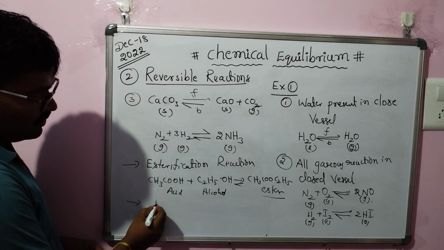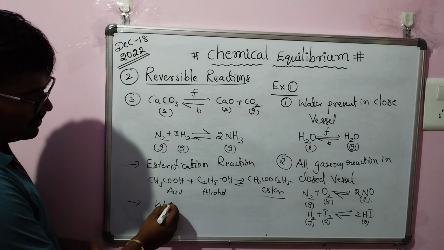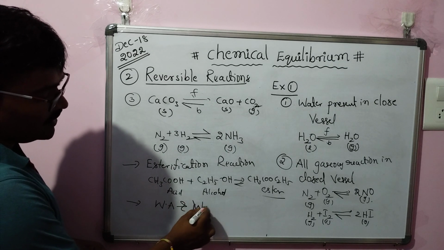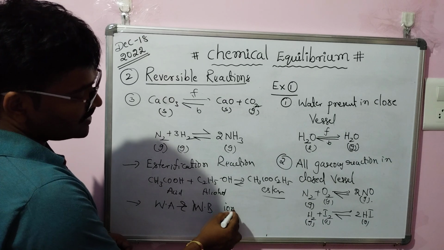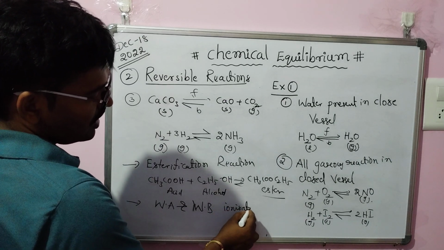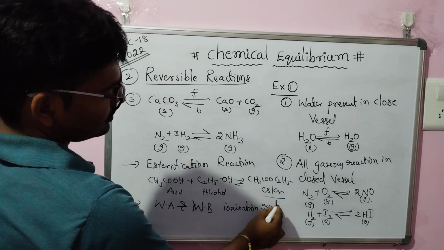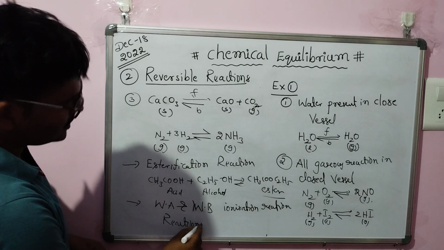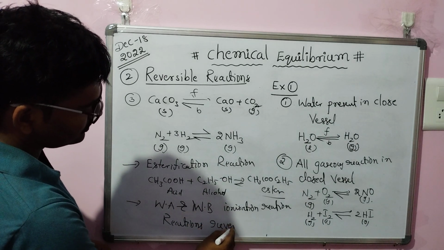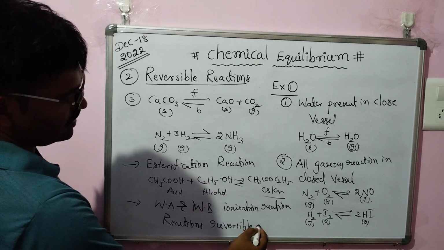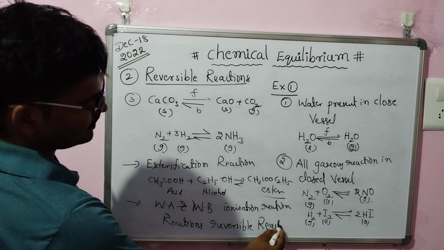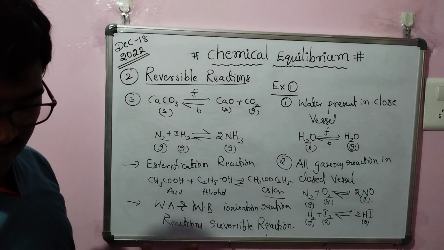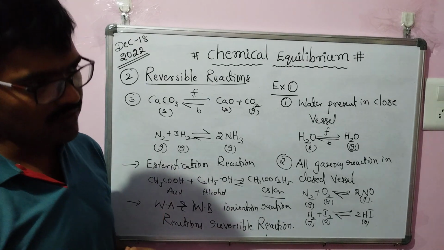Then weak acid and weak base ionization reactions are reversible reactions. So these all are reversible reactions. Now we have an idea what the reversible reactions are and what the irreversible reactions are.